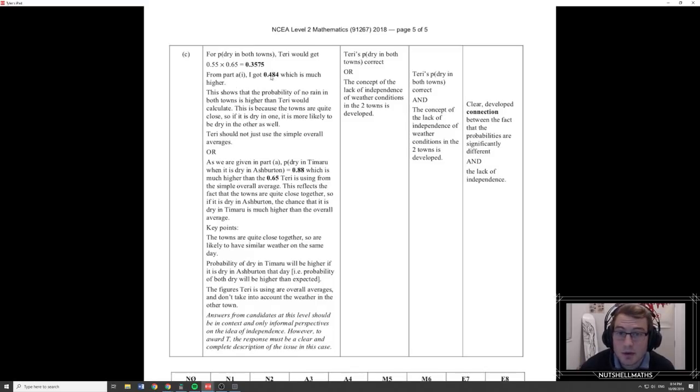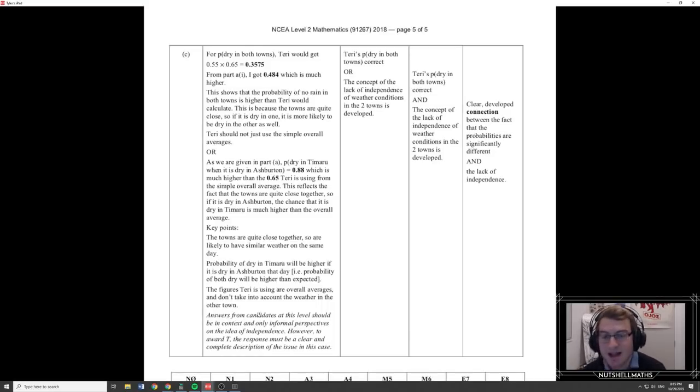From part A, I got 0.484, which is much higher. It's very different. Right? So our probabilities are different. That's the first thing we answered. They've done the same thing here. Here are the key points. The towns are quite close together, so are likely to have weather on the same day. Similar weather on the same day. This is stating the obvious. I agree. Right. The probability of dry in Timaru will be higher if it is dry in Ashburton that day. I agree. If it's good weather in Hamilton, the chance of it being good weather here is pretty good.